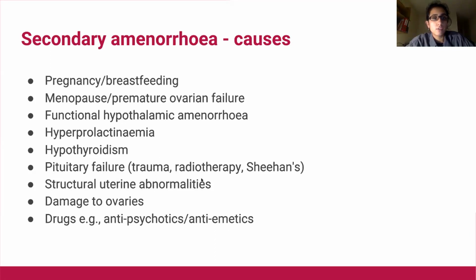For example, something like Asherman syndrome, which is a complication of procedures to the uterus, for example, surgical terminations of pregnancy or surgical management of miscarriages or other procedures, and it leads to adhesions forming within the uterus that then impede the flow of blood. Damage to the ovaries, and then certain drugs as well, specifically things like antipsychotics and antiemetics, because they block dopamine, and they can lead to a hyperprolactinemia, which can then have a knock-on effect.